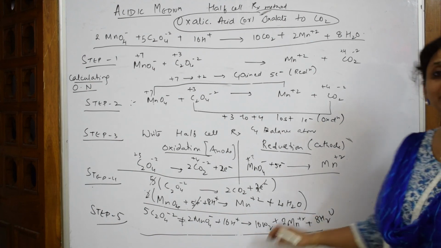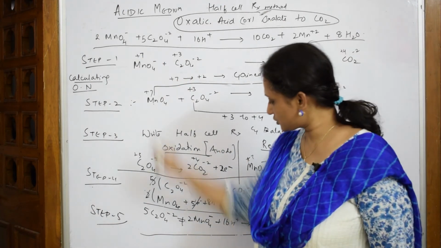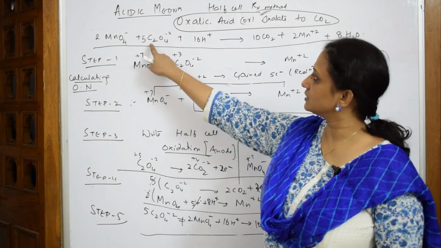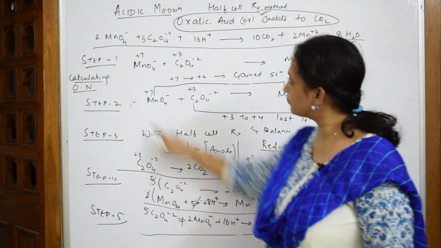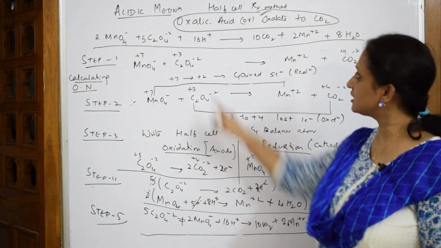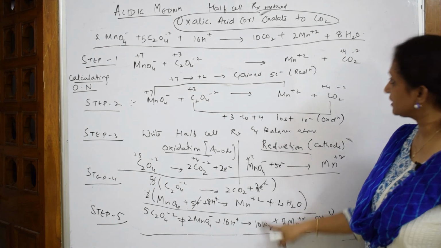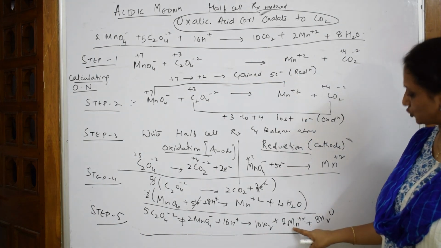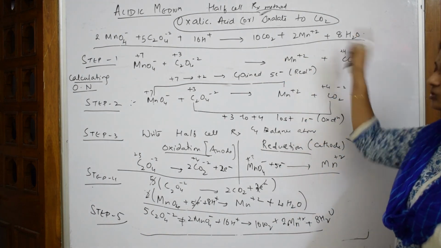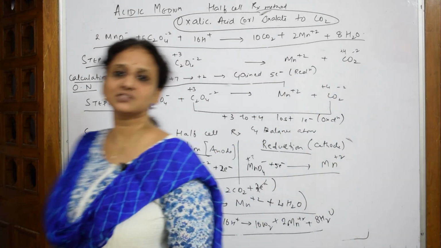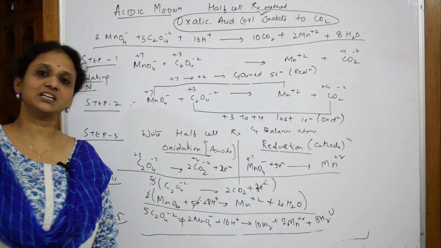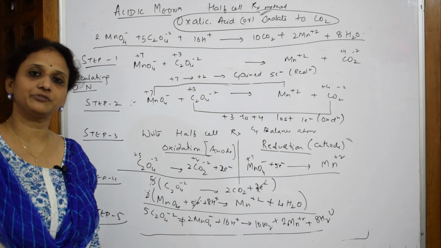Let us come back and compare with the main reaction. This is your main reaction. 5 oxalates, correct. 2 MnO4, correct. 16H plus, correct. 10 carbon dioxides, also done. 2 Mn2+ done. 8 water molecules done. This is how you are going to balance using the half cell reaction method. Let us meet again with the next oxidizing property of KMnO4.